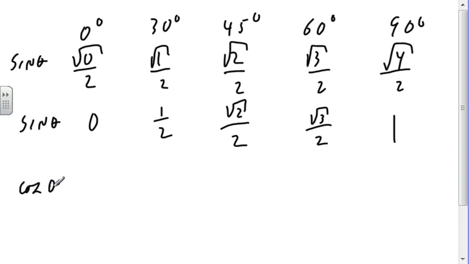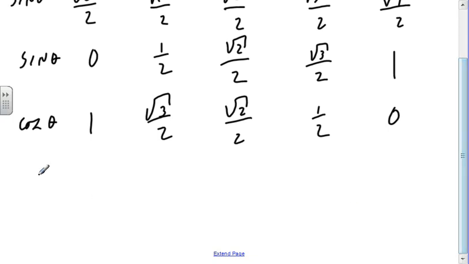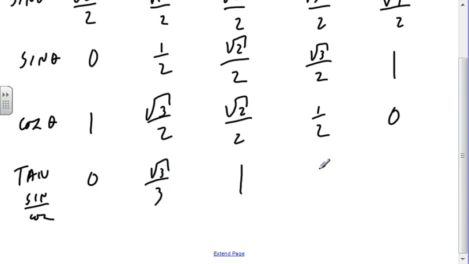And the cosine is going to go the opposite way, so I go 1, the square root of 3 over 2, the square root of 2 over 2. Notice that at 45 degrees sine and cosine are exactly the same, then 1/2, 0. And then I say, well, tangent is going to be sine over cosine, so that's going to be 0, square root of 3 over 3, 1, square root of 3, undefined, infinite, because I'm dividing by 0.